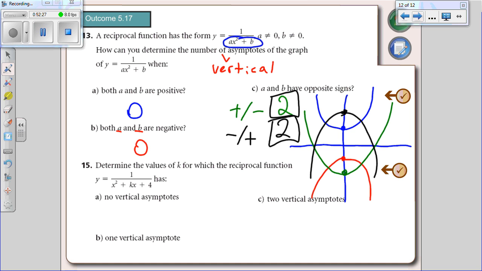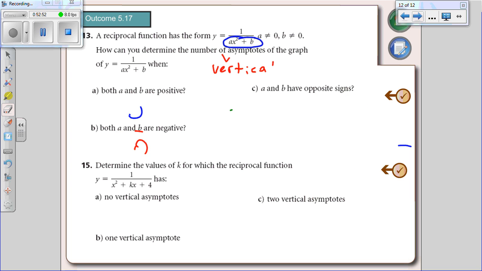Determine the values of k for which the reciprocal function has no vertical asymptotes, 1 vertical asymptote, or 2 vertical asymptotes. Vertical asymptotes are also just x-intercepts from the original question before it was reciprocated. So really, this question says x squared plus kx plus 4. For what values of k will you have no x-intercepts?